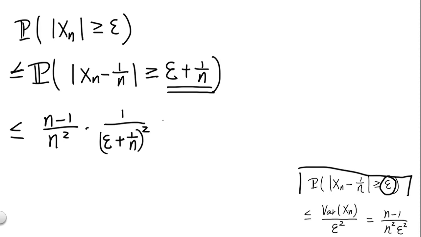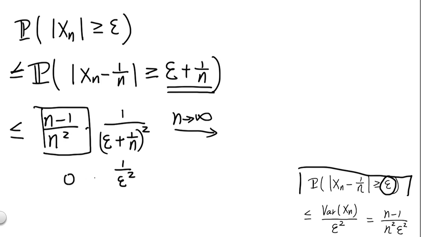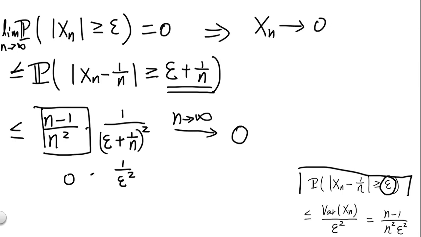Okay. Now, if we take n to infinity in this equation, see what happens. Well, this term here converges to 0 because n squared is much bigger than n minus 1. And this term here converges to the number 1 over epsilon squared. So it becomes 0 times 1 over epsilon squared, hence the whole term converges to 0. And this proves that indeed the limit of the term here as n goes to infinity is equal to 0. And that implies Xn converges to 0 in probability.